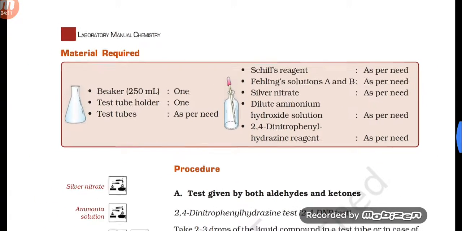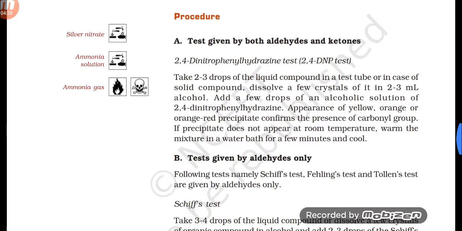So let us see what is the material required for us to perform this experiment. You have to take a beaker of 250 ml. You need a test tube holder. You need test tubes. Schiff's reagent you need as per your need. Fehling solutions A and B. Silver nitrate, dilute ammonium hydroxide solution, 2,4-dinitrophenylhydrazine reagent. Everything is needed as per the need. So what is the procedure?